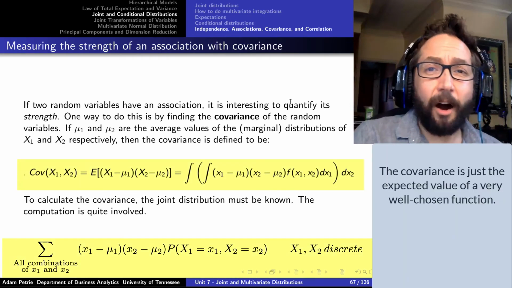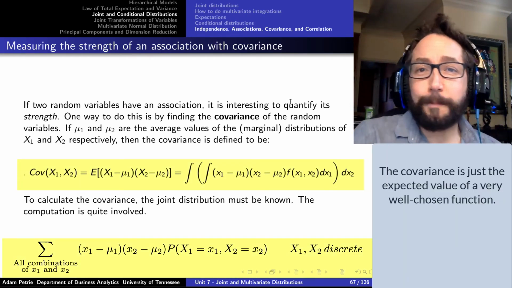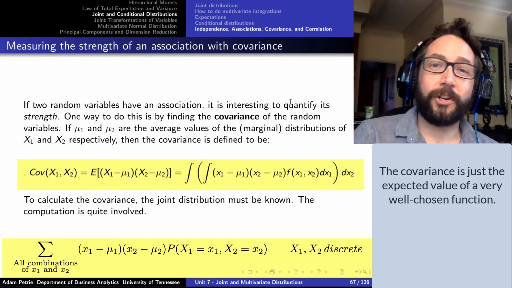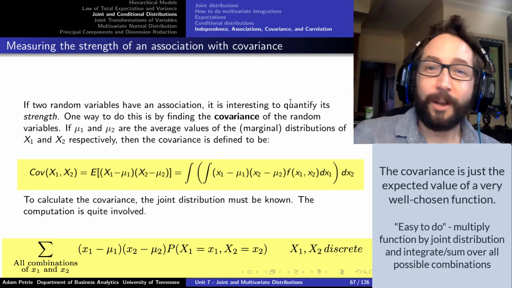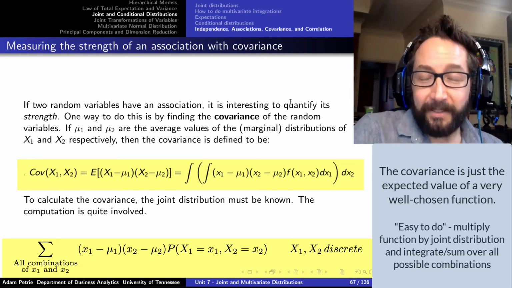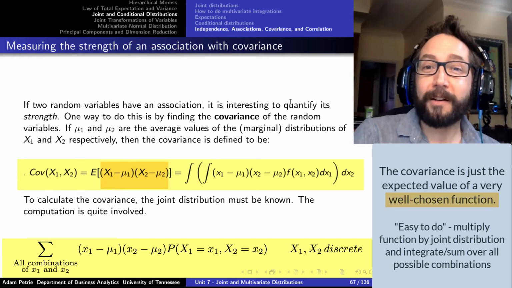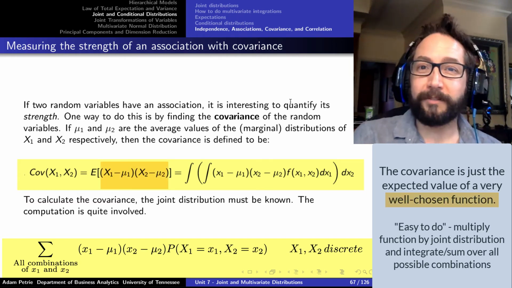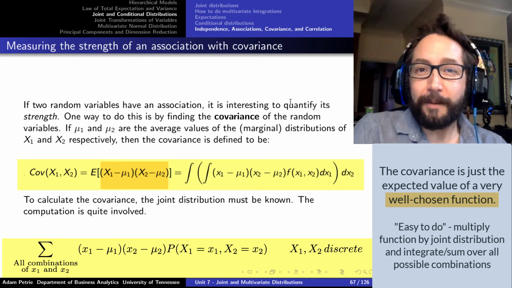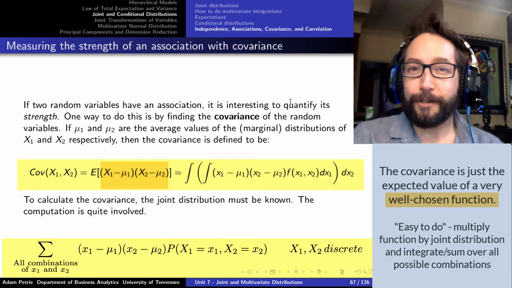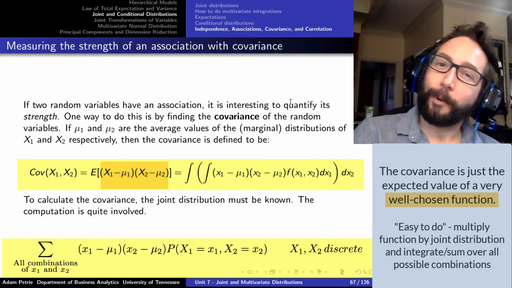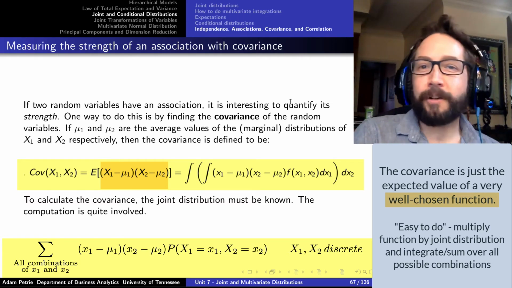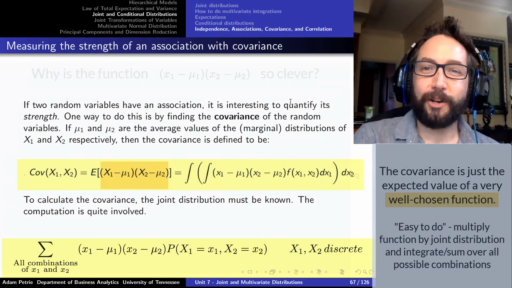Now, formulaically, the covariance is just the expected value of a very particular function of both random variables. So to get the expected value of some sort of function, we take our formula for our function of interest. In this case, for the covariance, our function is going to be the product of the difference between the x1 value and the average value of x1 times the x2 value minus the average value of x2. That particular function is what we want to get the expected value of. So we take that formula, multiply it by the joint PDF, and integrate over all the possible combinations of values we might see. Or take the sum if we're talking about discrete quantities.